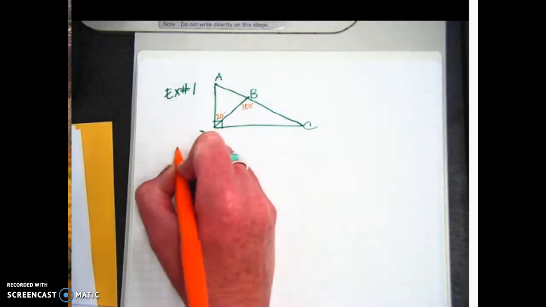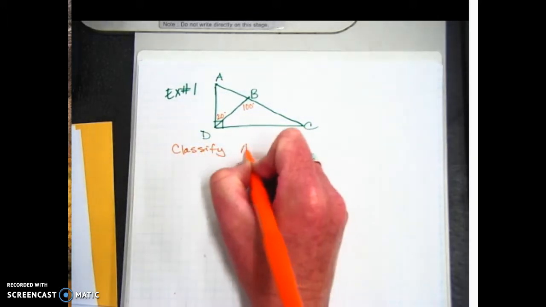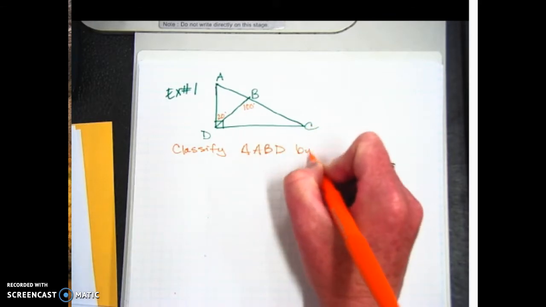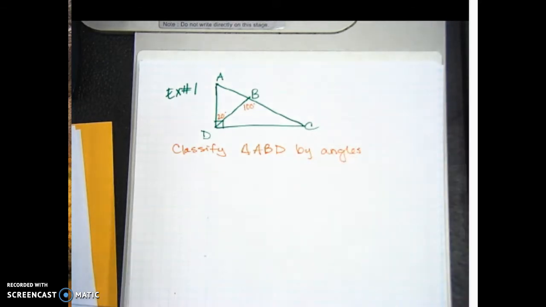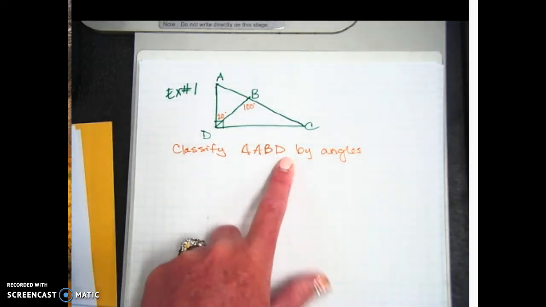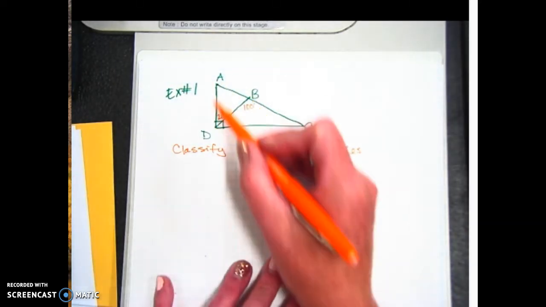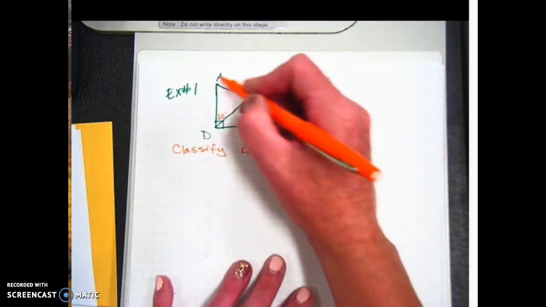So if the directions say something like classify triangle ABD by its angles, you got to realize there's 3 triangles there. So there's talking about a very specific one, ABD. So either take your pencil or your finger and point out ABD. So you got to know it's not this big outside one. It's the smaller one inside.